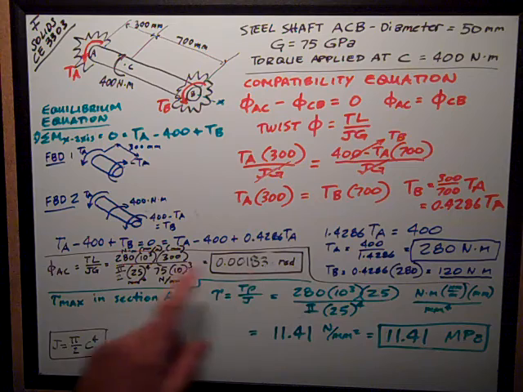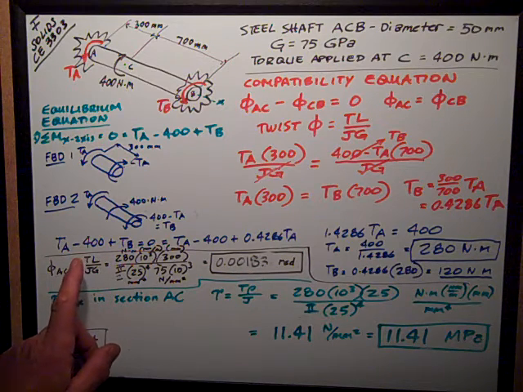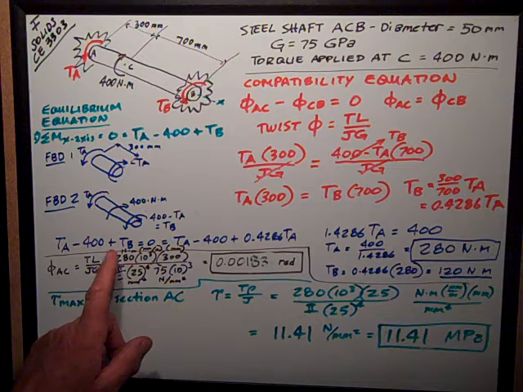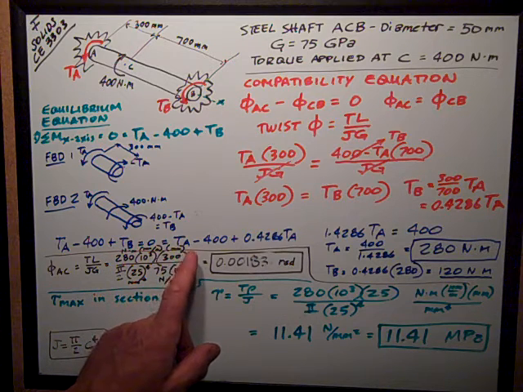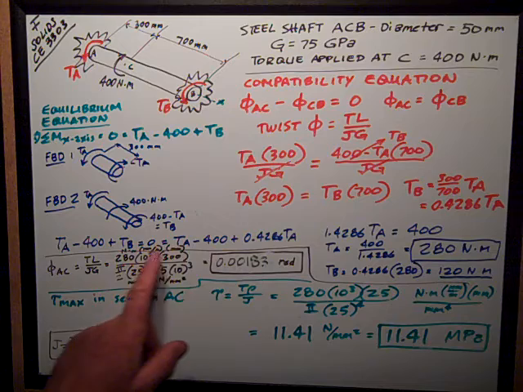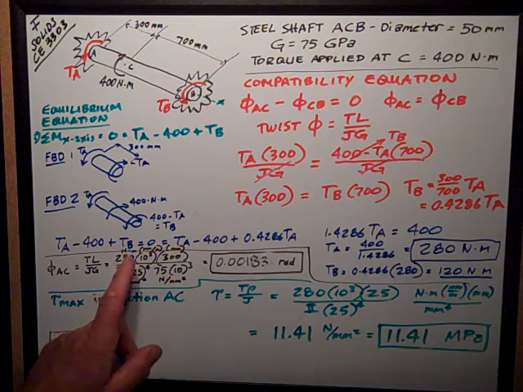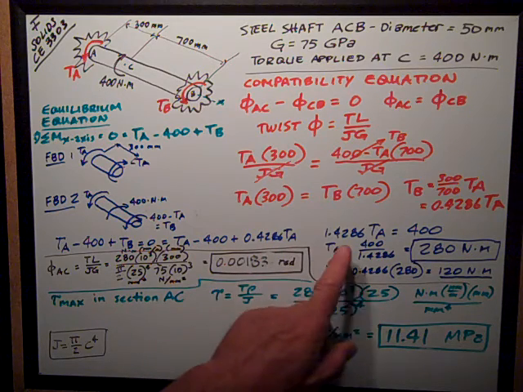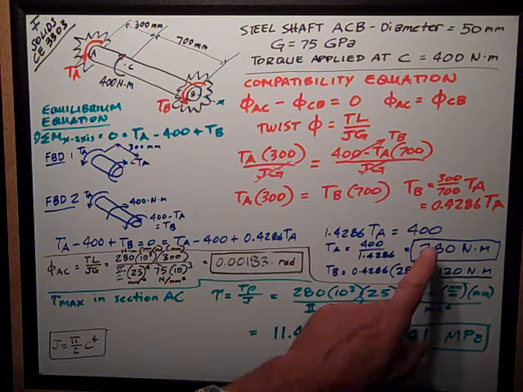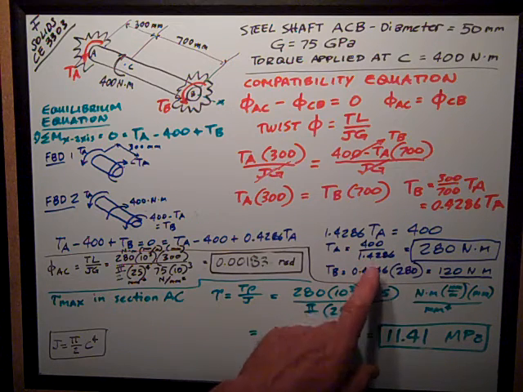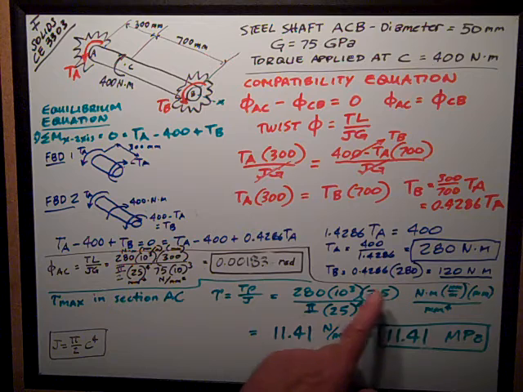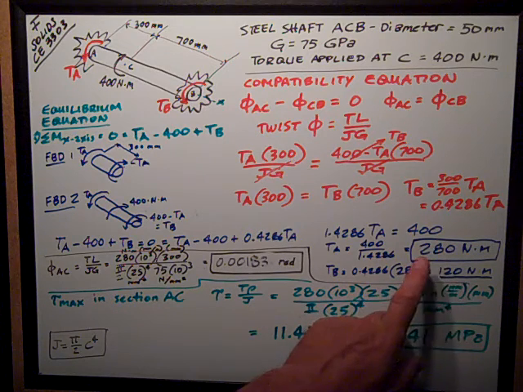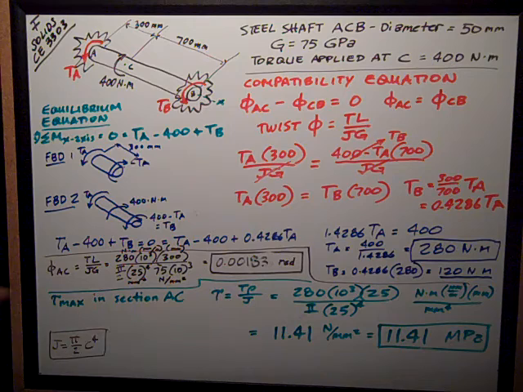Now I can use that value and substitute back into my equilibrium equation, which is TA minus 400 plus TB is equal to 0. So TA minus 400 plus, substituting 0.4286 TA in for TB, get this equation. Combining the terms of TA, I get 1.4286 TA is equal to 400 Newton meters. TA is therefore equal to 280 Newton meters, and TB is 0.4286 of that, so it's 120 Newton meters.